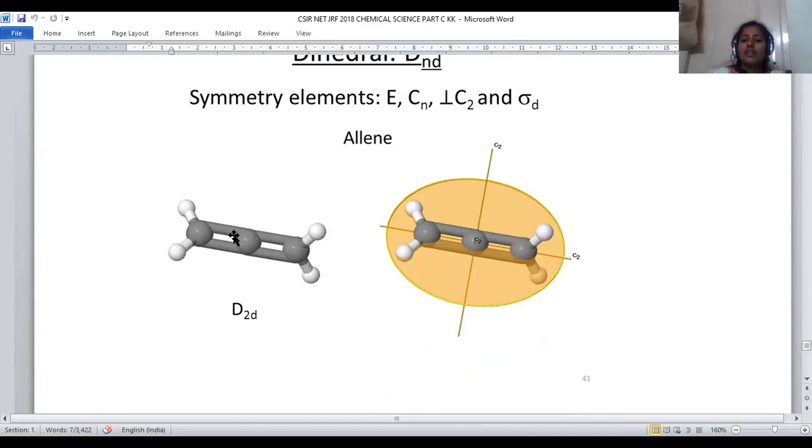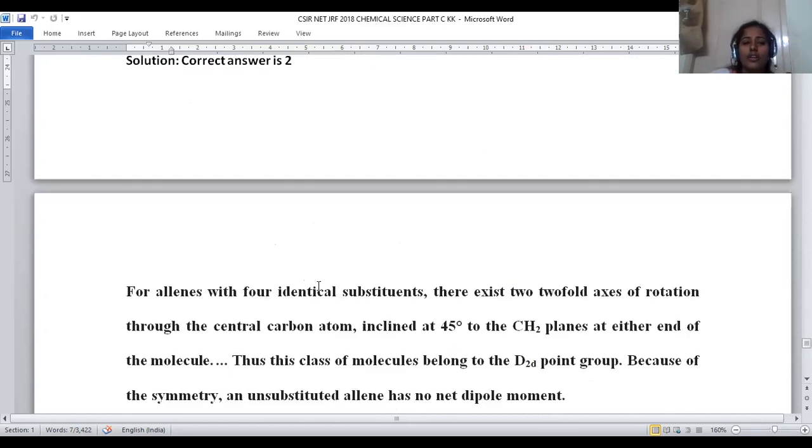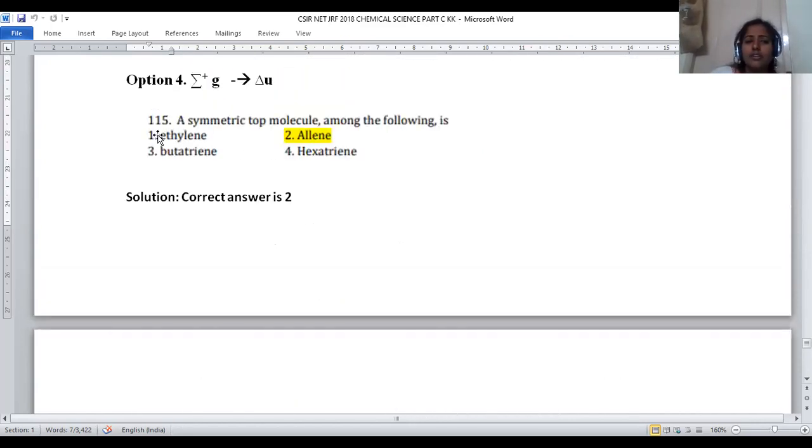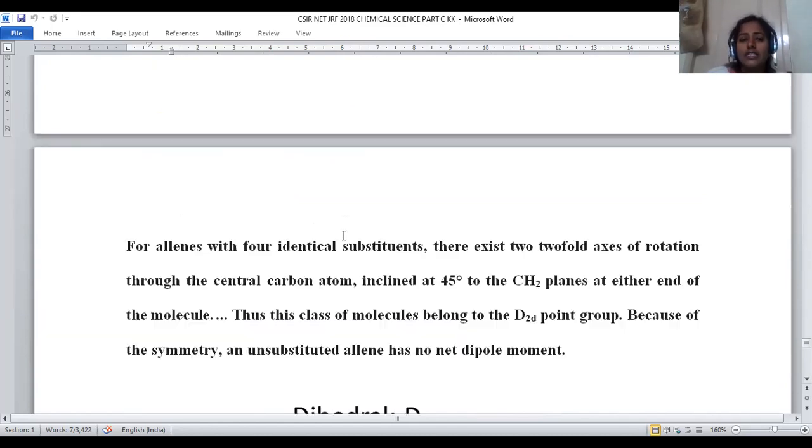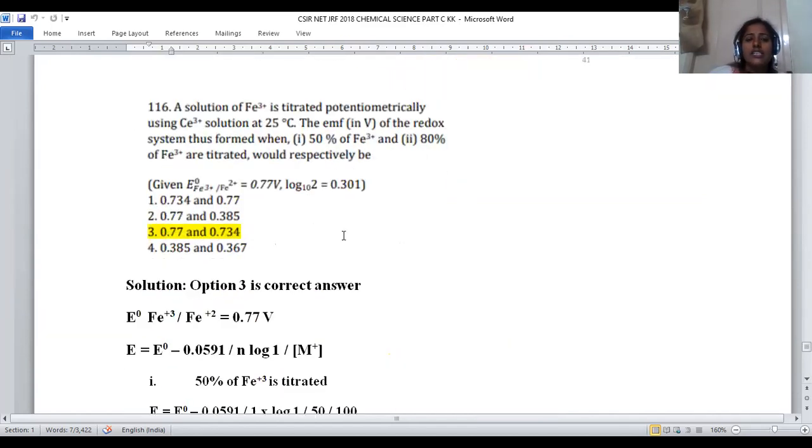Two C2 axes of symmetry are there which are perpendicular to each other. One diagonal sigma plane is also present within the molecule, and the identity element is there. Because of all these, D2d symmetry is there, and it is a symmetrical top molecule. For question number 115, option number 2 will be the right answer. Let us move on to question number 116.